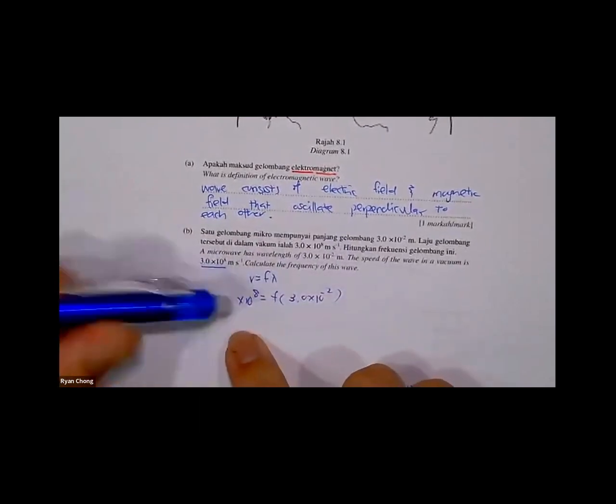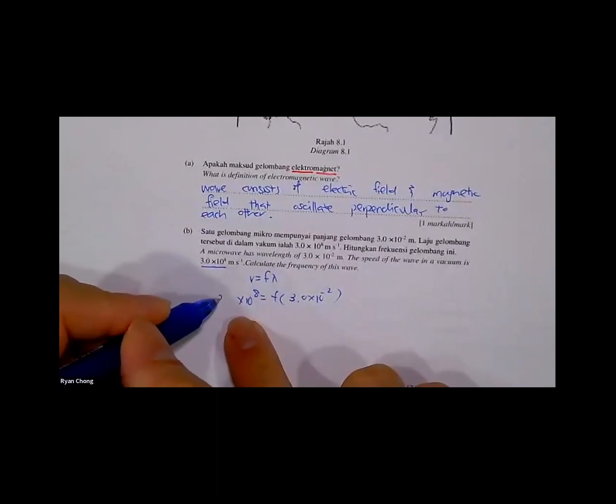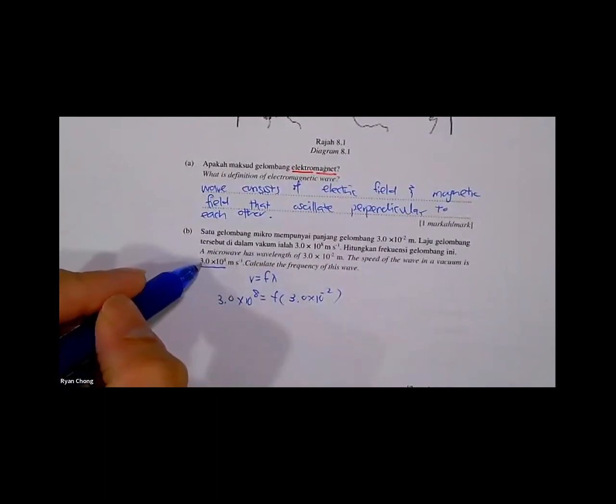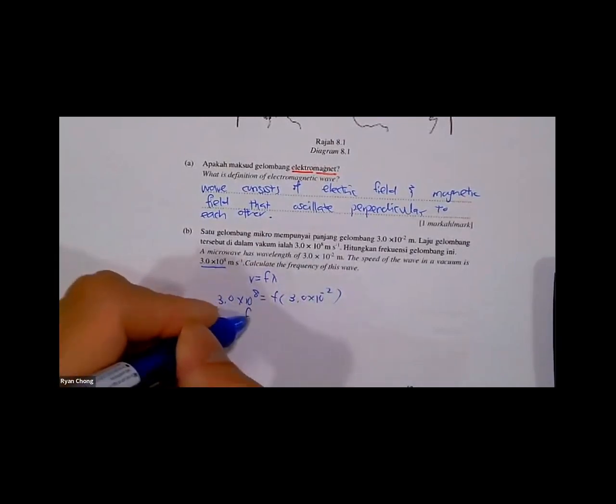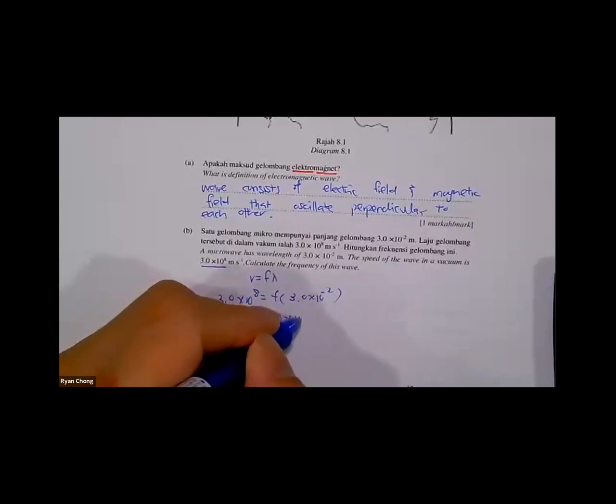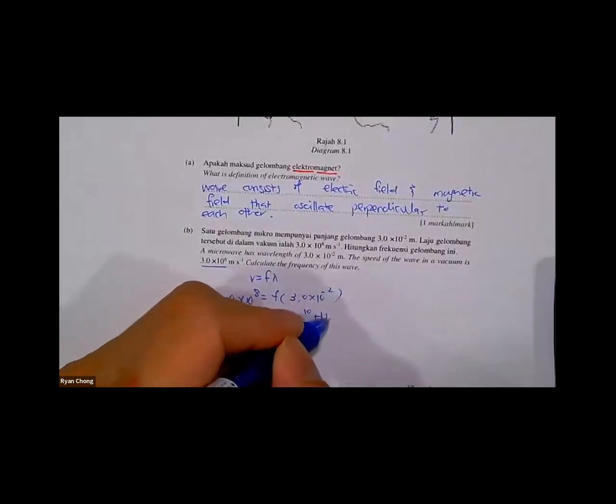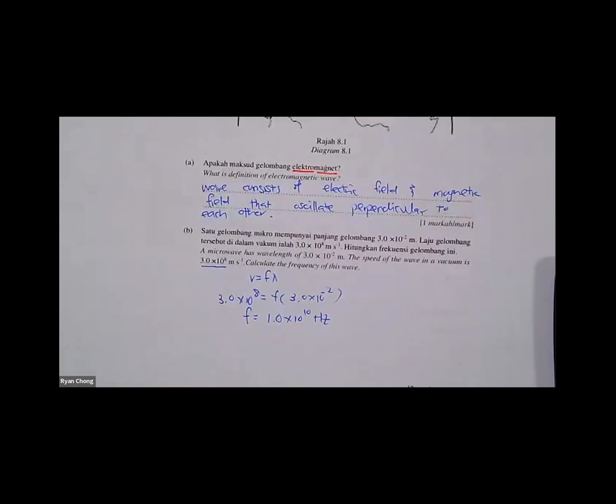One more thing. I prefer you all, when you write the numbers, you write back whatever number they give to you. So for example, here is 3.0, you write back 3.0. Even though we understand 3 and 3.0 no difference, it will be better you write it this way. So you get this answer: 1 times 10 to the power of 10 hertz.